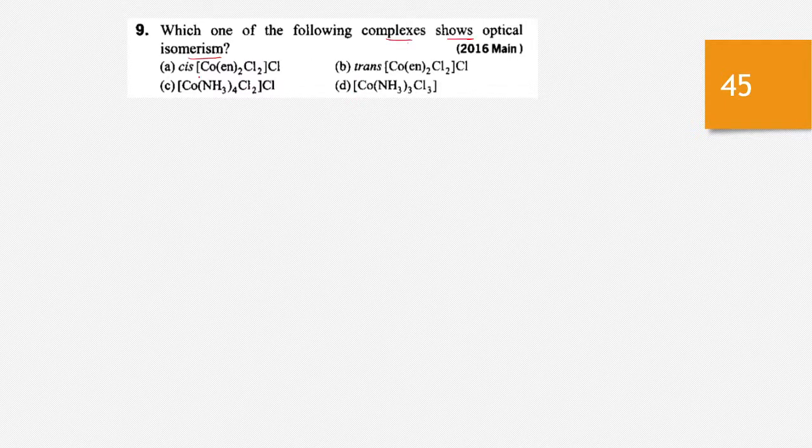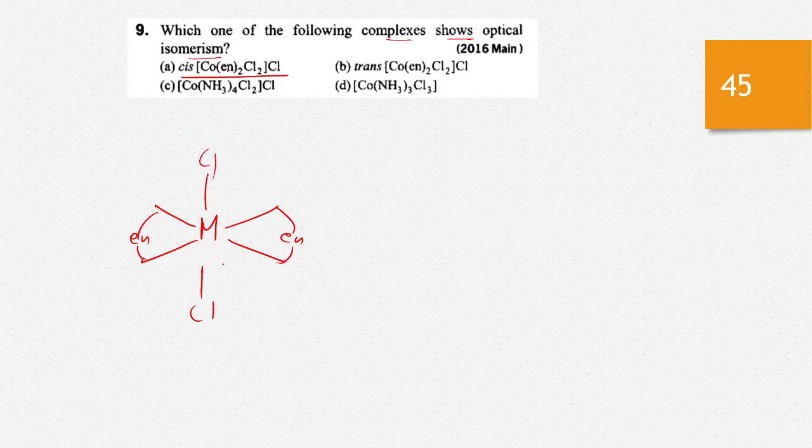Okay, now you have a cis [Co(en)2Cl2]. En is ethylene diamine. So the kind of structure which you will make here is like you have M and you have en. You can connect this en like this, and then you have 2 en, and this is cis. If you connect 2 ethylene diamines like this and you connect Cl like this, you are getting a trans isomer.